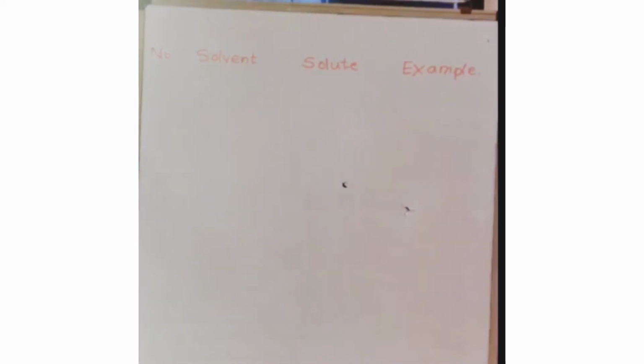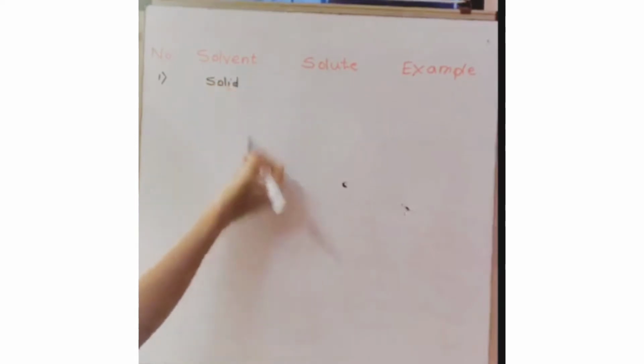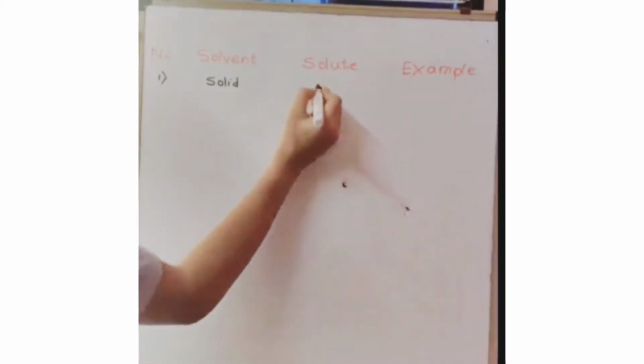First, we know that in a particular mixture, solute has lesser quantity and solvent has a larger quantity, and solvent decides what will be the physical state of the solution. So we will write it down. First one is solvent is in solid state. If the solvent is in a solid state, and my solute is also in a solid state.